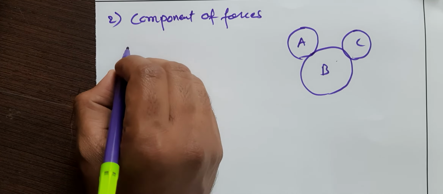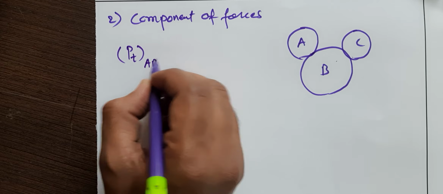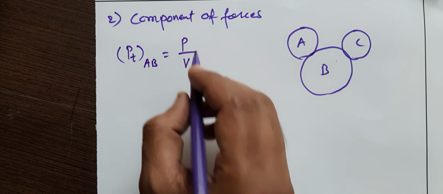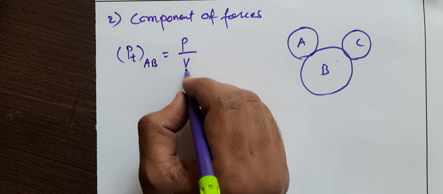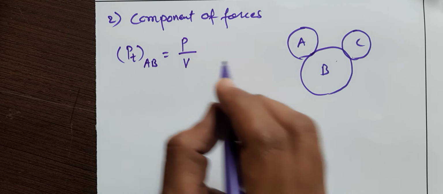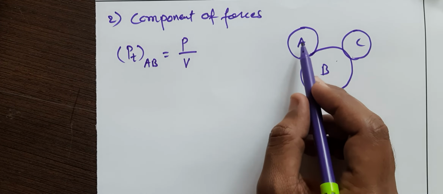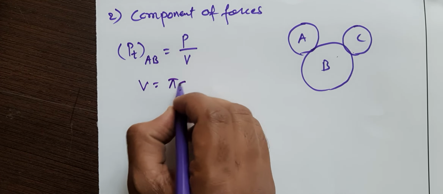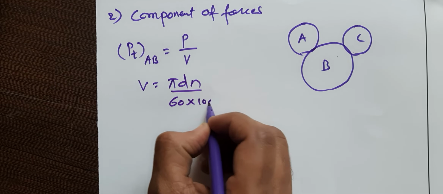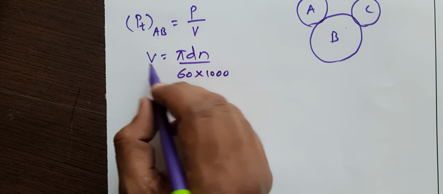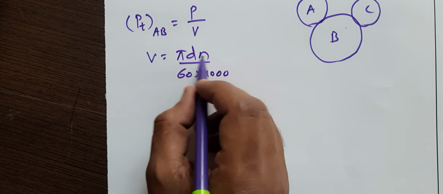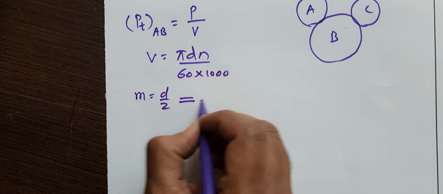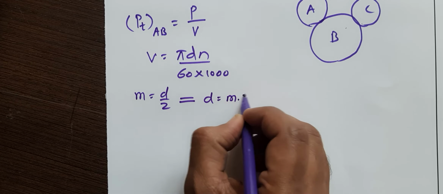Here the tangential component between A and B is nothing but power by velocity. Here velocity is the pitch line velocity. Power will remain the same. Pitch line velocity you can calculate for gear A or gear B, it will be the same. Pitch line velocity you can find from pi d n divided by 60 into 1000. Here n we have, d we don't have. So d we can find from module, because module is equal to d by z, so d is m into z.